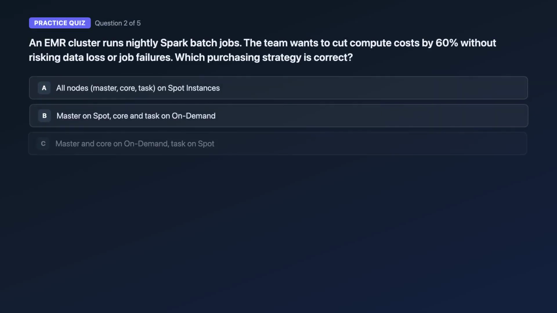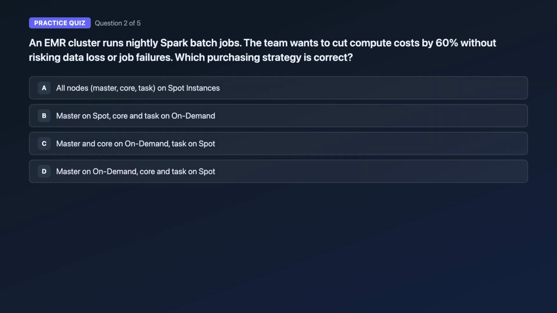Question 2. An EMR cluster runs nightly Spark batch jobs. The team wants to cut compute costs by 60% without risking data loss or job failures. Which purchasing strategy is correct? Is it A, all nodes on Spot? B, master on Spot, core and task on on-demand? C, master and core on on-demand, task on Spot? Or D, master on on-demand, core and task on Spot?